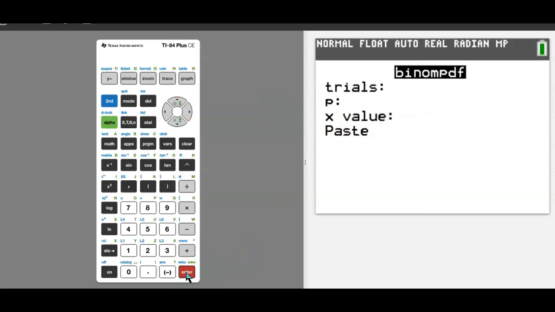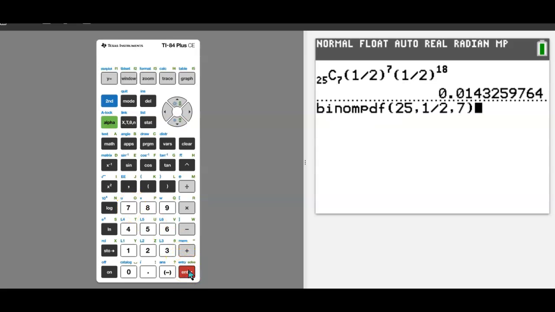Now, the newer calculators make this super easy. How many times are we doing this experiment? 25 times. What's the probability of success? 1/2. And you can put 0.5 there, it's fine. X is how many times do we want it to happen, which is 7 times. And then we just hit enter a couple times, okay?